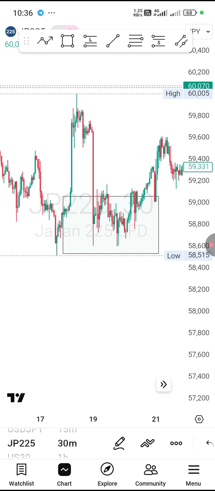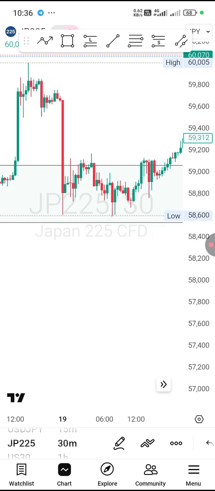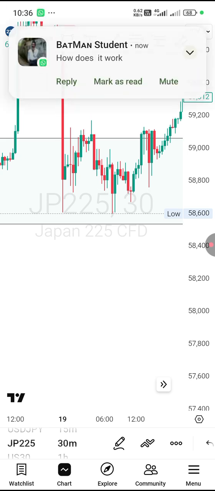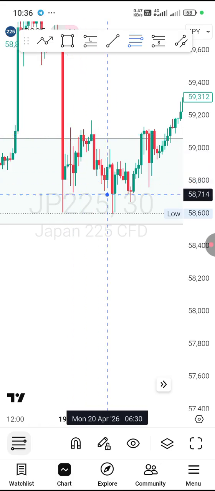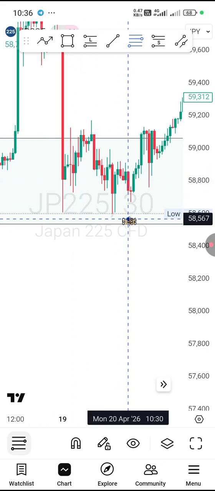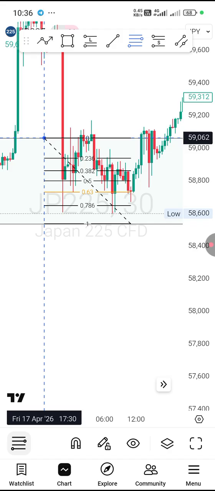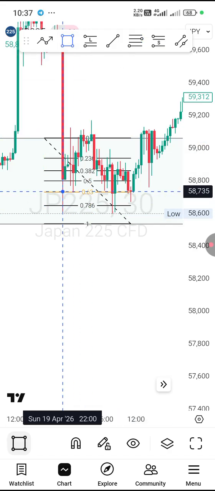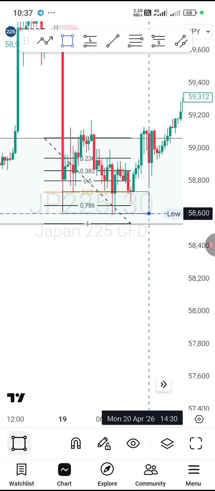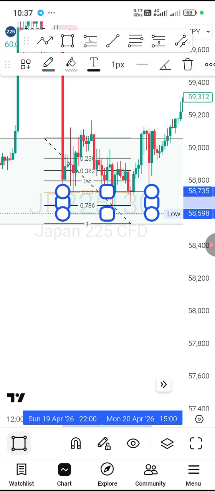Now look at how you do it. In that same area, you can also zoom in very well and measure a fib again from the low to the high. This place now becomes your entry. This zone now becomes your entry. This is how you pick your entry.